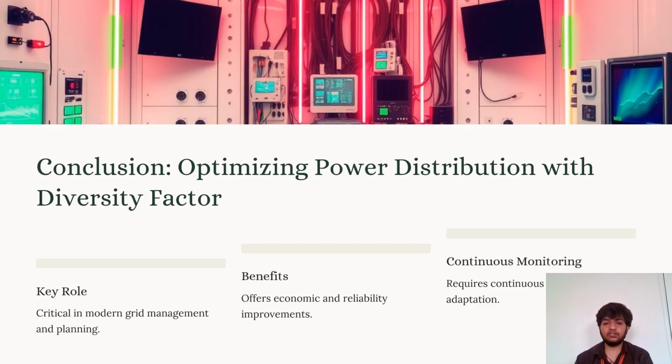And finally, the conclusion: optimizing power distribution with the diversity factor. It plays a key role, critical in modern grid management and planning. This is the main key role of the diversity factor in power distribution, and it offers economic and reliability improvements. And the next one is continuous monitoring, which requires continuous adaptation. So this is the diversity factor in power distribution.